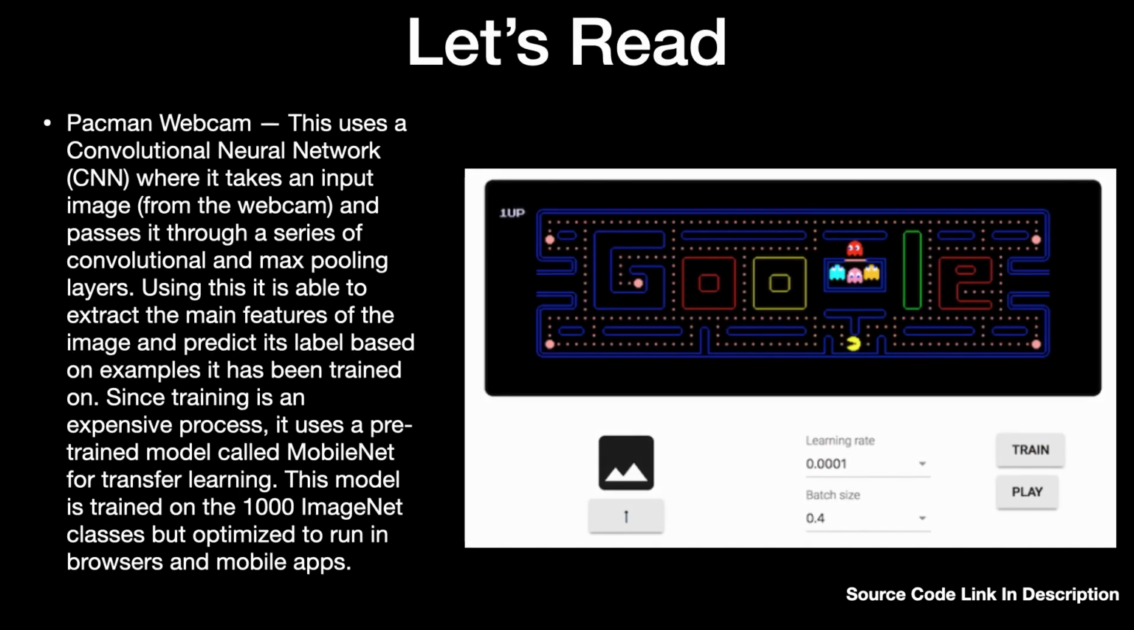Pacman Webcam uses a convolutional neural network, CNN, where it takes an input image from the webcam and passes it through a series of convolutional and max pooling layers. Using this it is able to extract the main features of the image and predict its label based on examples it has been trained on. Since training is an expensive process, it uses a pre-trained model called MobileNet for transfer learning. This model is trained on the 1000 ImageNet classes but optimized to run in browsers and mobile apps.